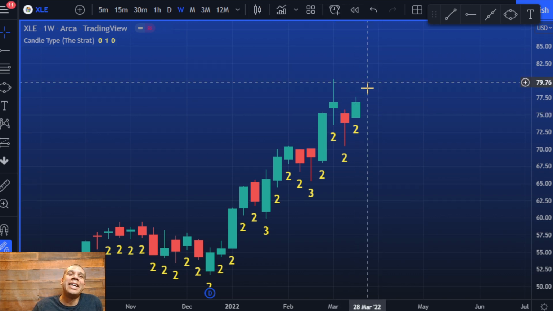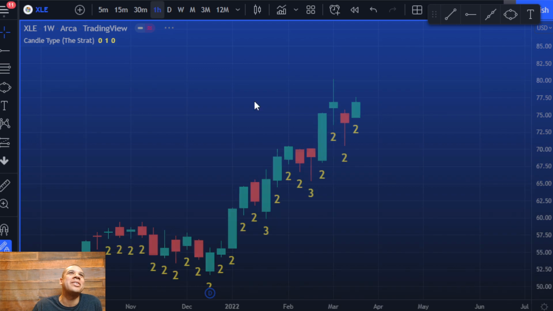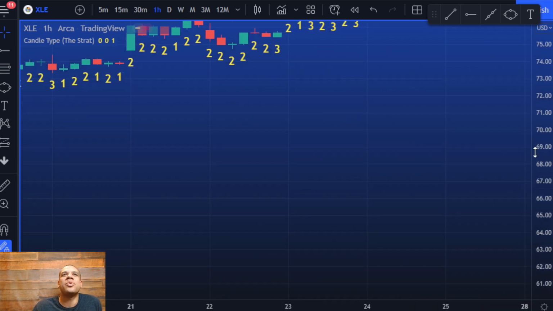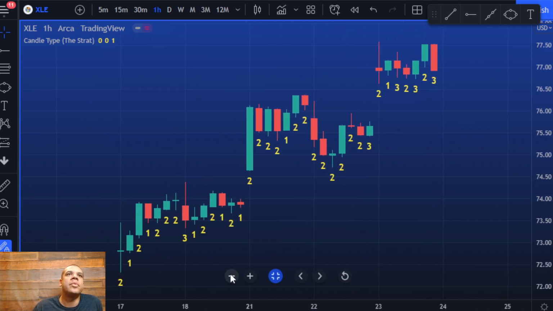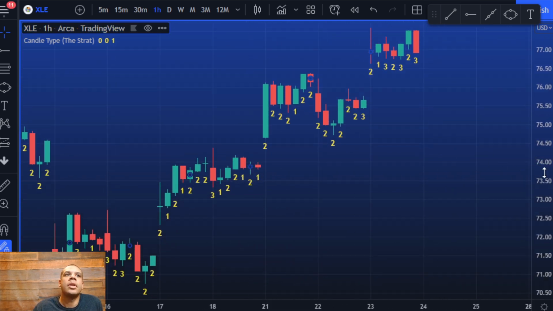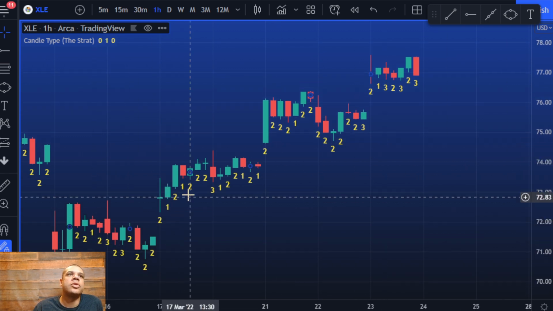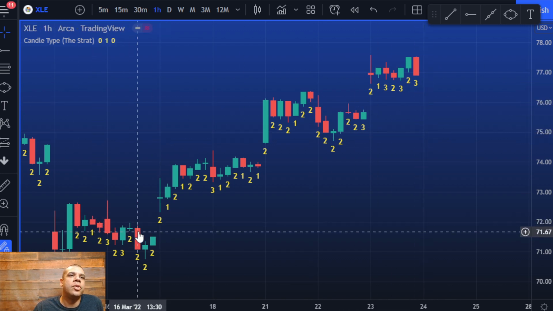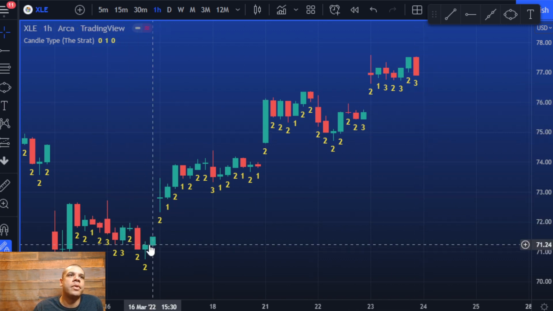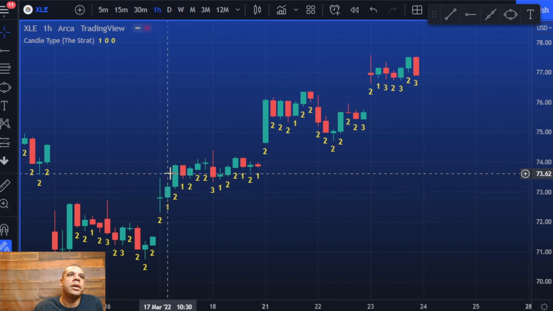Triangle layout. Any more questions about triangle layout? How else can we use triangle layout? Sticking with energy. You can see the overall trend going up, okay? And you find here's a 2-2 reversal back into the green right here. 2-2 reversal. Now you're in, okay?